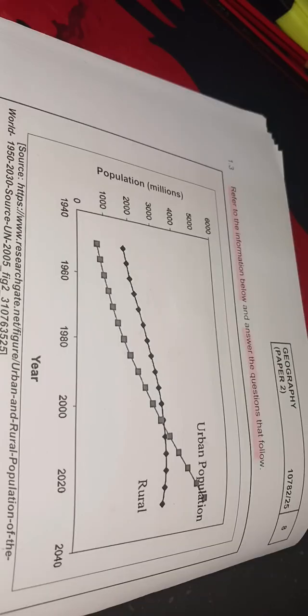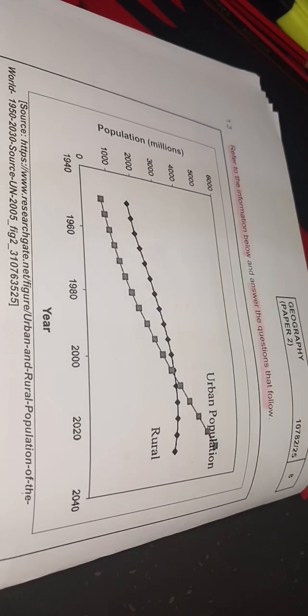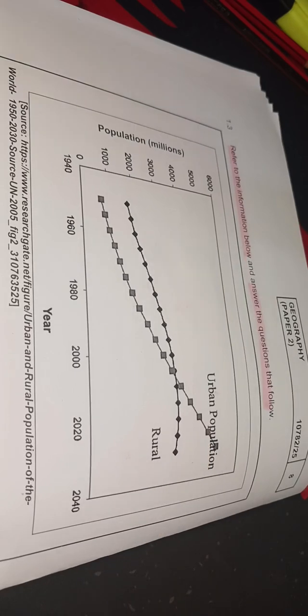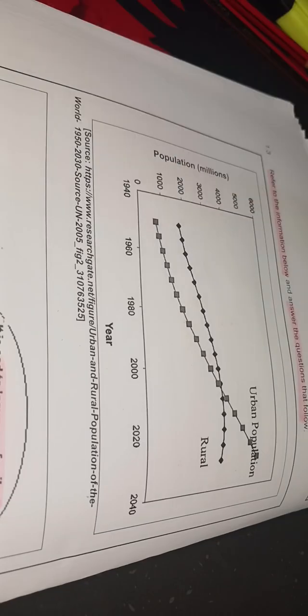According to the graph, what is the general trend in urban population? What is happening to urban population? Is it decreasing or increasing? Come on, Judy. Look at your urban population. From where it starts, can you say it's decreasing? It's increasing. That is the general trend. It is increasing.